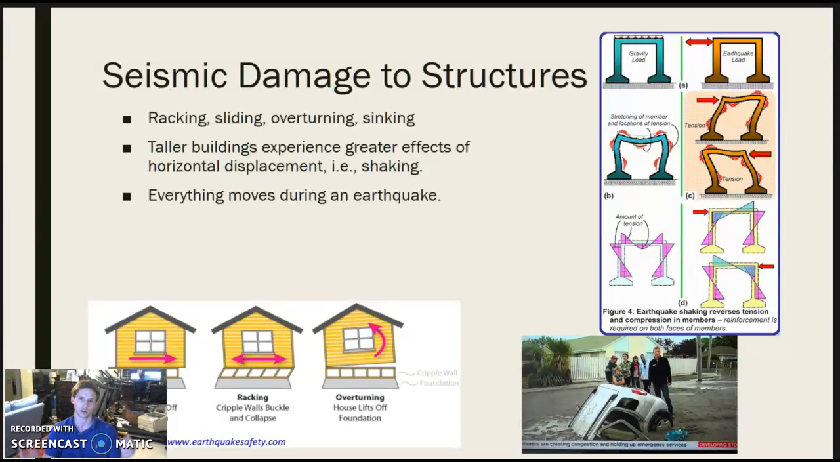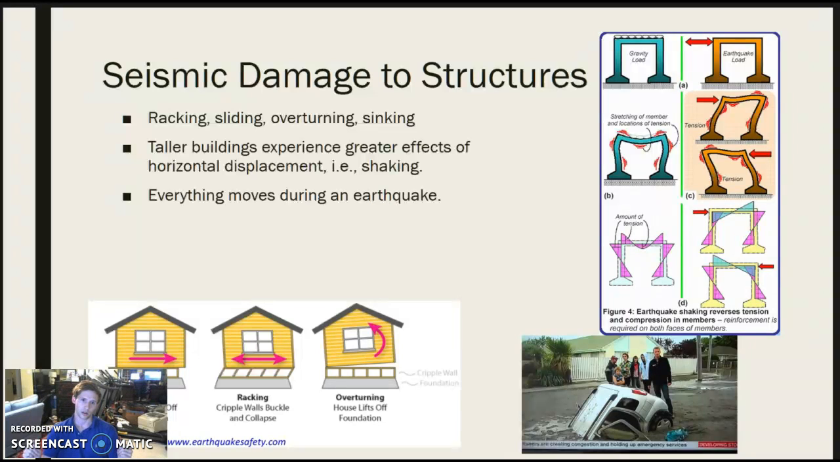Racking occurs when the building goes back and forth. Sliding is whenever it slides off of its own foundation. Overturning is when it actually lifts up and over. Earthquakes actually do have some lateral motions. And sinking occurs whenever liquefaction of the soil occurs, which essentially turns soft soils into quicksand. The taller the building, the greater the effect of this horizontal displacement, also known as shaking, occurs.